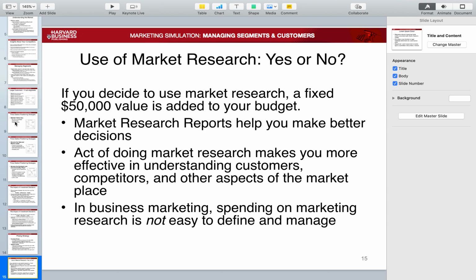Market research, yes or no, you can choose not to pay for it. It's $50,000. I will tell you that it is very valuable information in terms of knowing what your customers are willing to pay, knowing what your competitors are doing. But you can always wing it. It's always up to you to decide what you want to do.